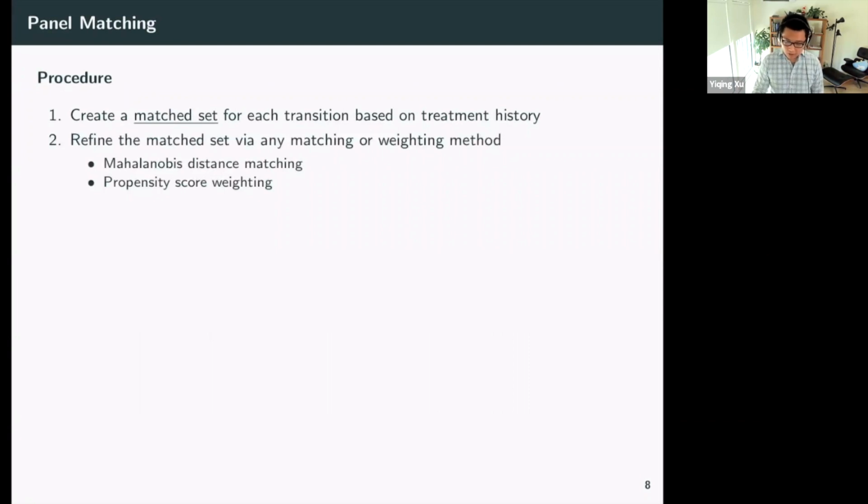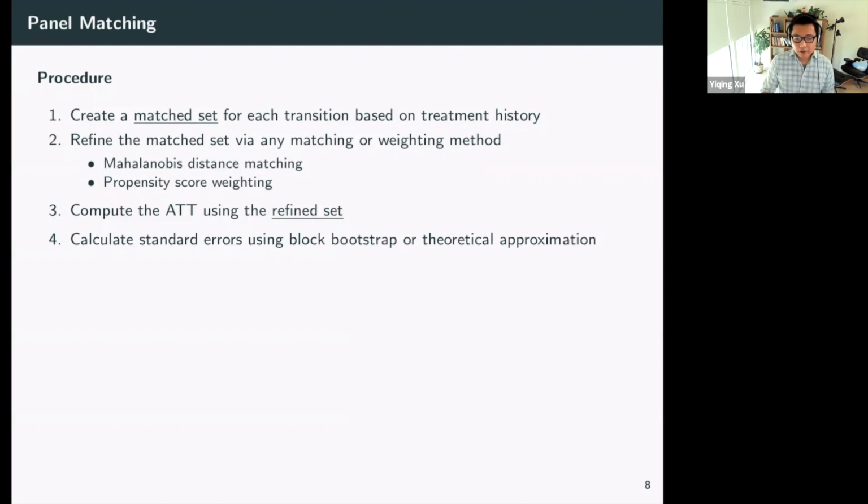The others in the paper mentioned marginal distance matching, propensity score matching, or weighting, and of course other methods can be used. And then you compute the ATT using the refined set. And then you calculate standard errors using block bootstrapping or theoretical approximation.